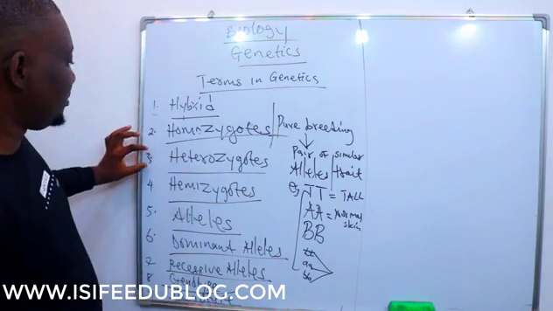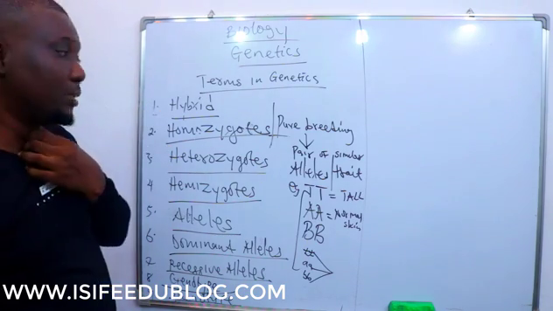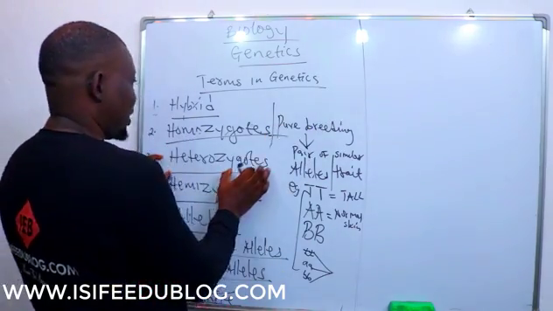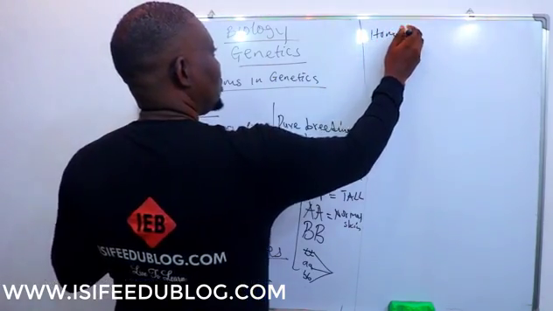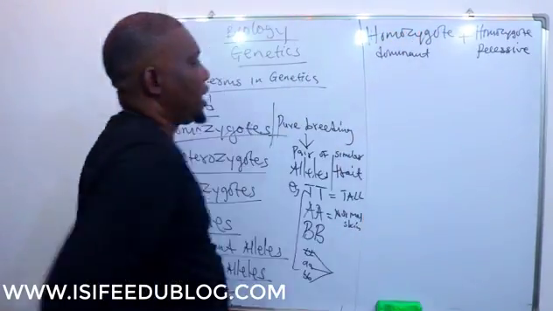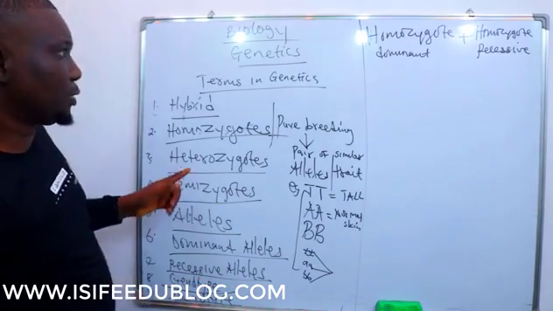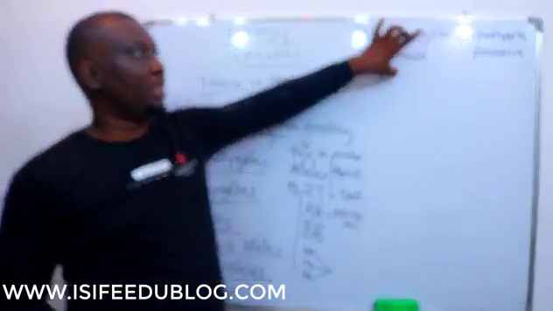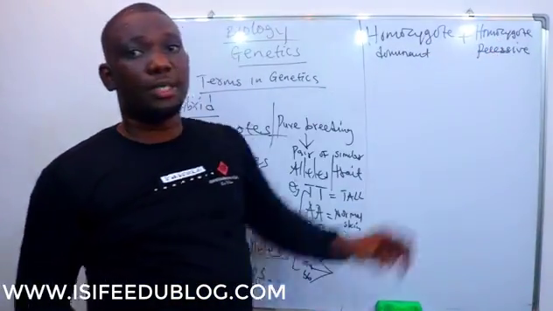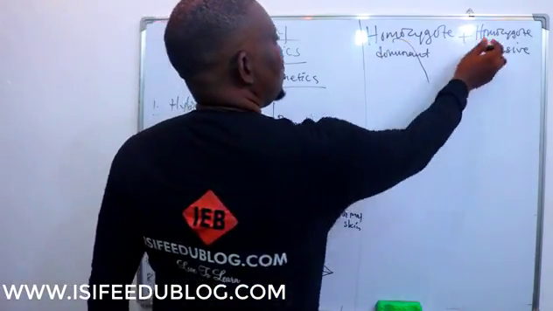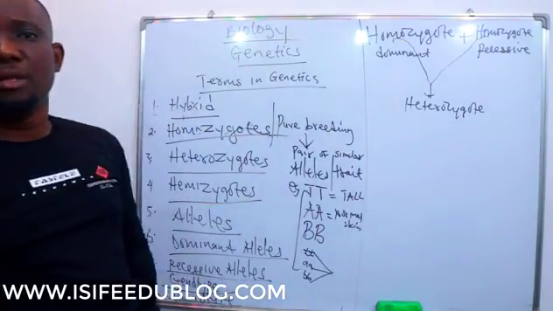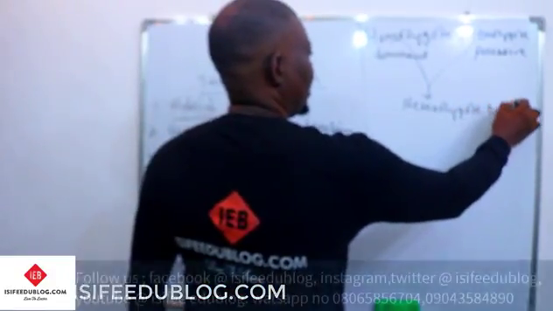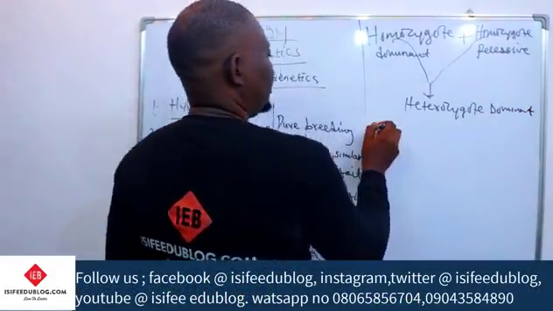But the third term we use here is heterozygotes. Now, a heterozygote is an outcome of homozygotes. If I want to obtain a heterozygote, I must have a homozygote. It must be a cross between a homozygote dominant and a homozygote recessive. So the outcome of these two gives heterozygotes. Will it be heterozygote dominant or heterozygote recessive? Of course, it should be heterozygote dominant.